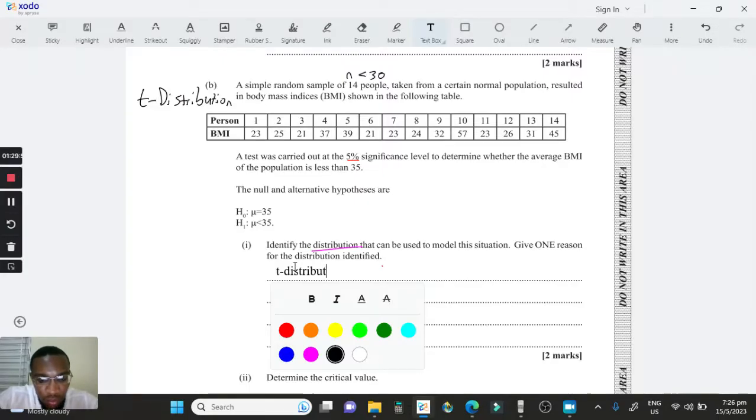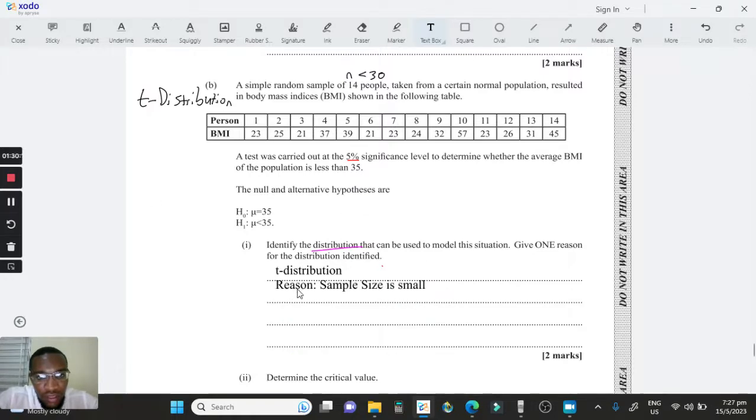T distribution. I have difficulty spelling sometimes. And the reason is because the sample size is small. That's why we use the t distribution, because the sample size is small.